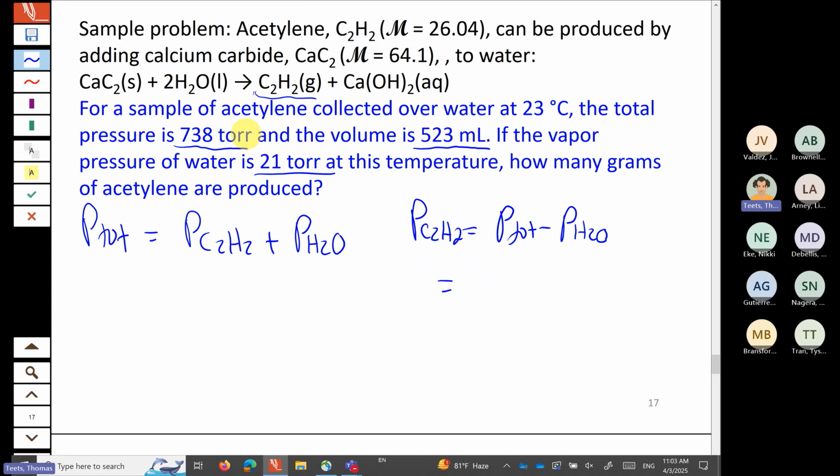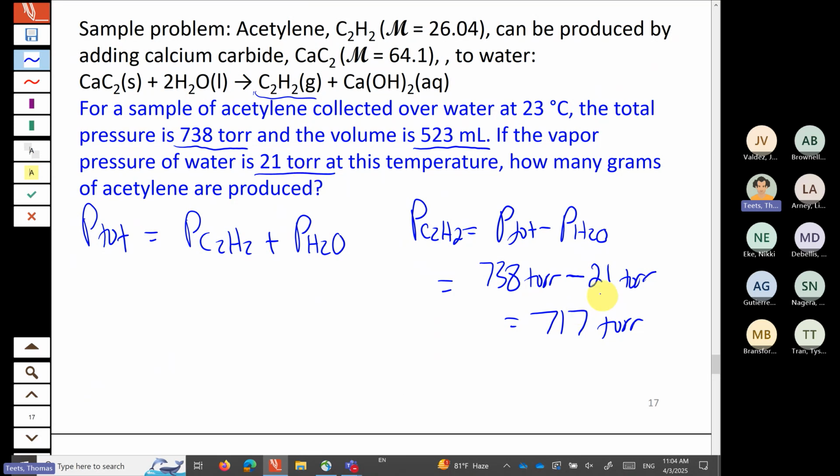All right, so our total pressure is 738 torr, and then the water vapor pressure is 21 torr at this temperature. So that means the actual partial pressure of the product C2H2 is 717. In problems like this, it's very common for students to forget to do this step. They don't remember why we even gave you the water vapor pressure, or they just focus directly on the total pressure and go straight from there into calculations.